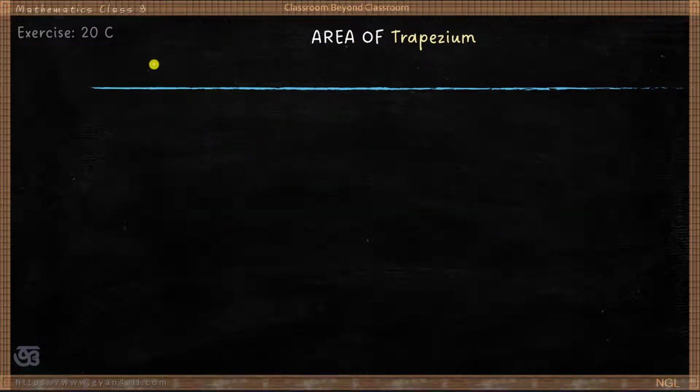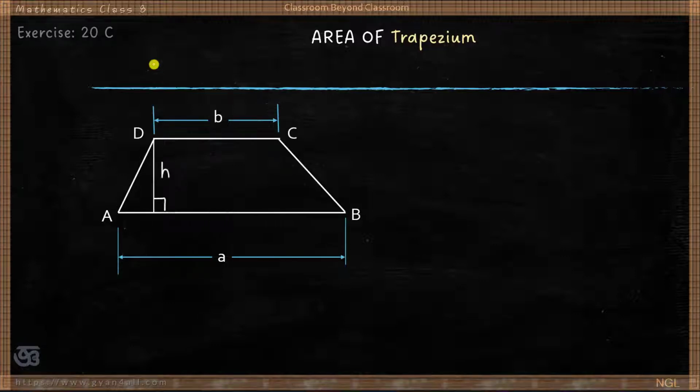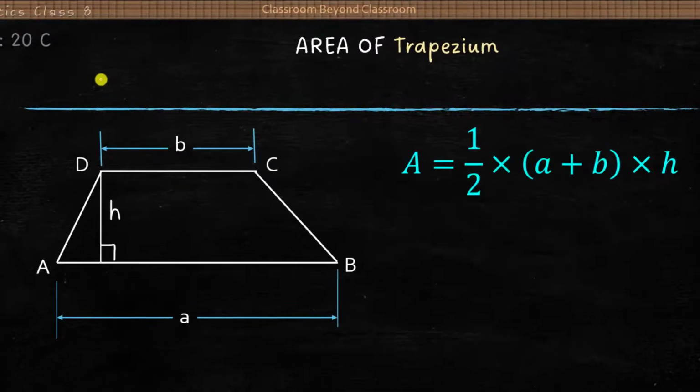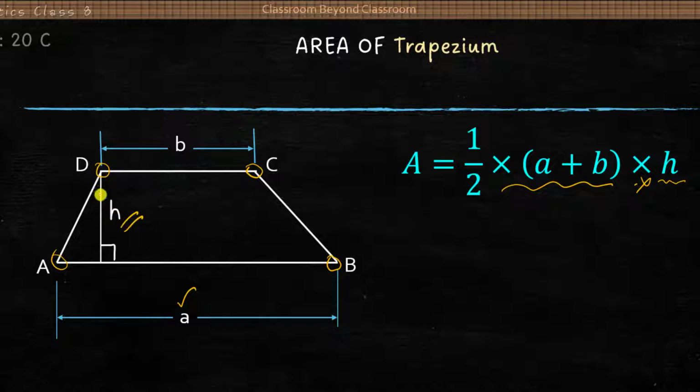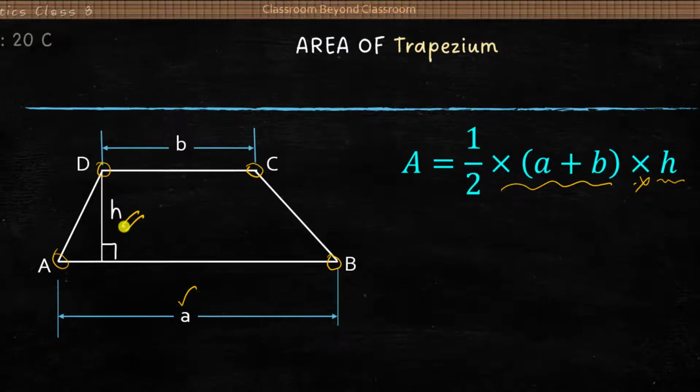Area of a trapezium. You already know that area of a trapezium is equal to half of sum of the parallel sides multiplied by distance between the two parallel lines. So here in this trapezium, small a is the length of the side AB and small b is the length of the side DC, which is parallel to side AB. And h is the distance between the two parallel sides. So this distance means the perpendicular distance.